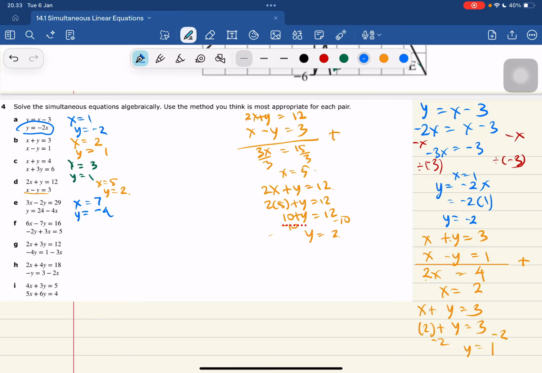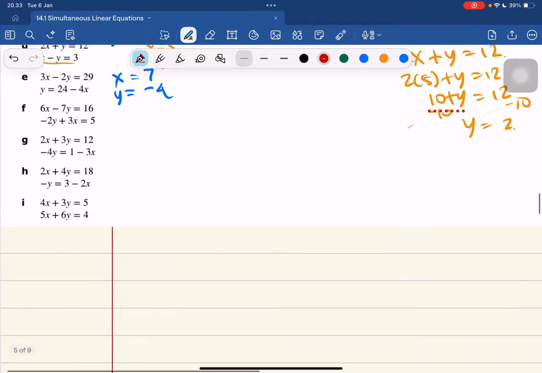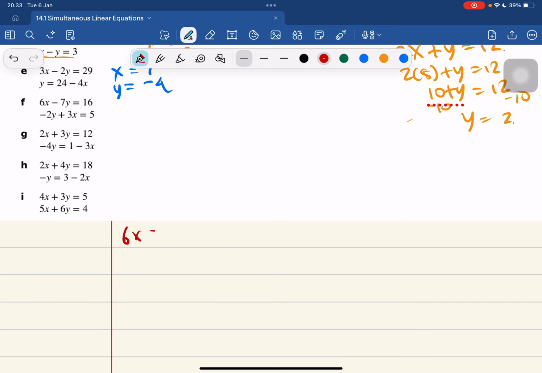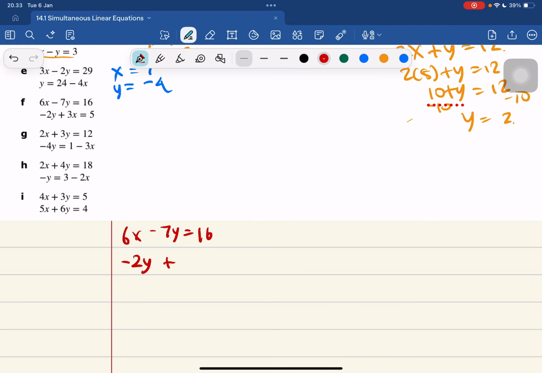Okay, let's continue with F. Here we have 6x minus 7y equals 16, then minus 2y plus 3x equals 5.